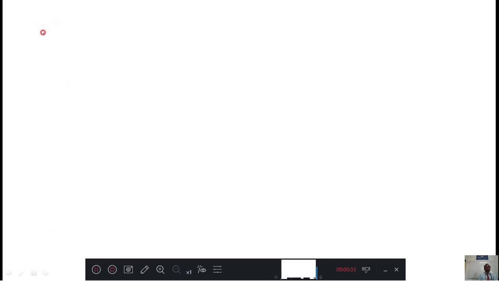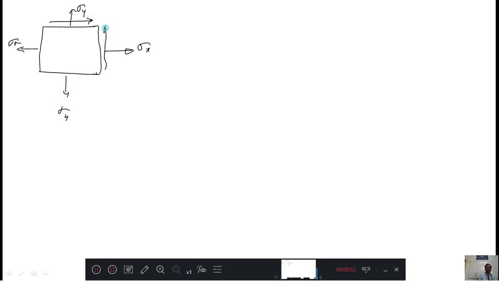Now see, we know we have one point in two dimensions. This has sigma x in the x direction, sigma y in the y direction, and it has tau in the xy direction. Tau in the xy direction, that we will call tau xy.